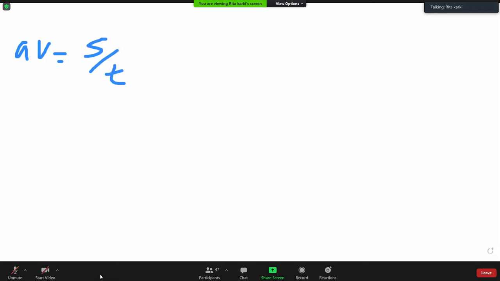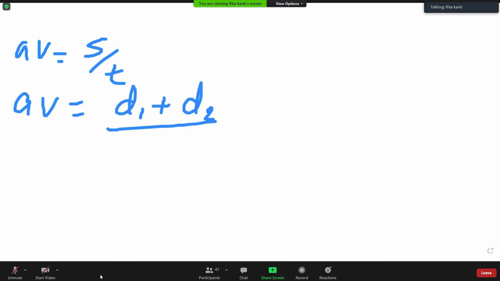Besides this, we have also studied another formula to calculate the average velocity produced by the object. Average velocity is the sum total of the distance traveled by the moving vehicle, that is, average velocity is equal to d1 plus d2 upon t1 plus t2, the total distance traveled divided by the total time. This also we have studied. Do you remember studying this? Yes, ma'am, we have studied this.